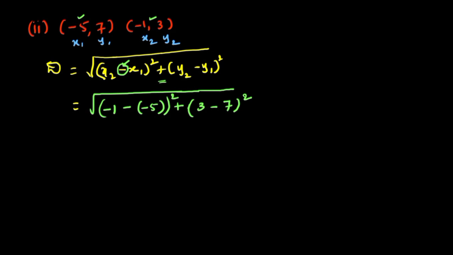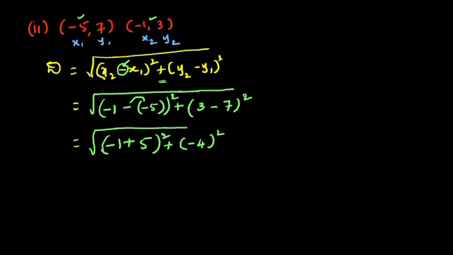In the next step we write again, this is minus 1, and you know minus of minus becomes a plus, so 5 whole square, plus 3 minus 7, that is equal to minus 4.